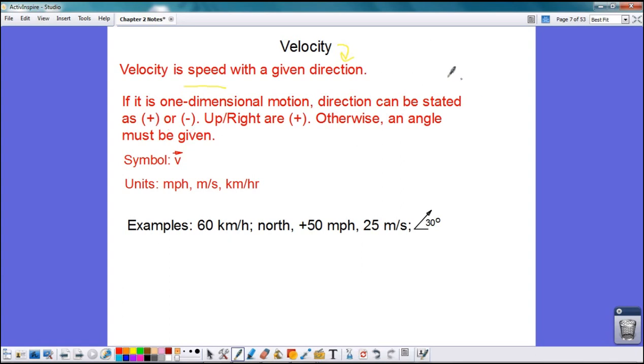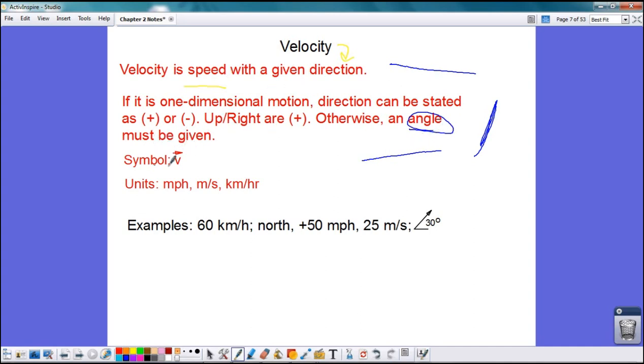So if we're talking about going left and right, we say that if we're going right, that's the positive direction. If we're going left, that's the negative direction. Similarly with up and down. We say if we're going up, positive direction, down, negative direction. Okay. Now, if we're not talking about just left and right or just up and down, but we're at an angle, then we're going to have to give an angle. Okay, and say what angle we're moving.